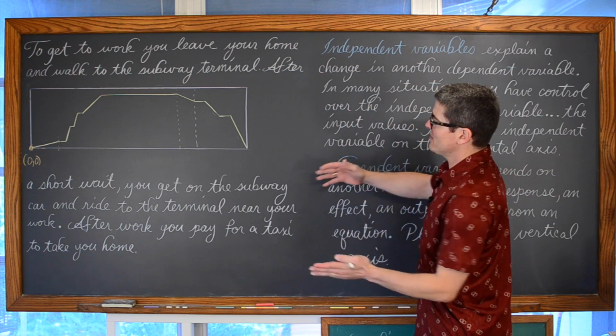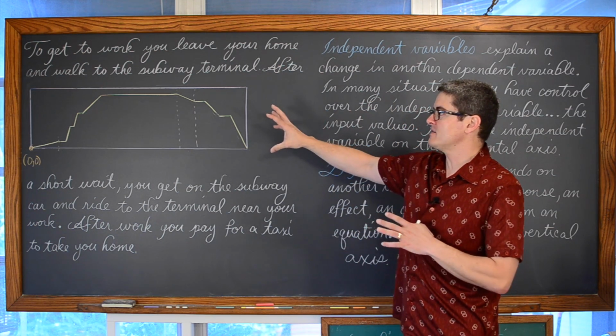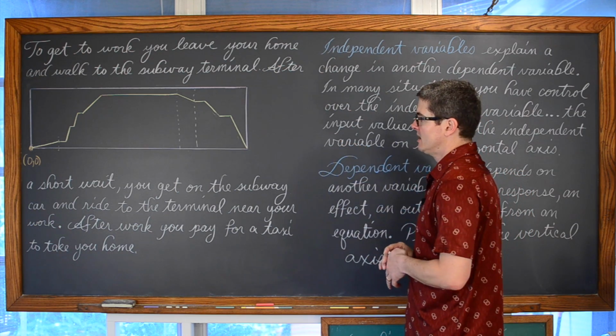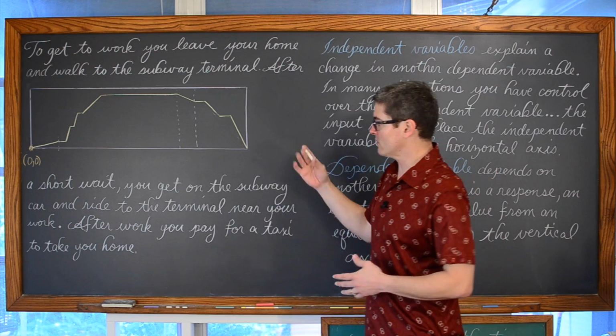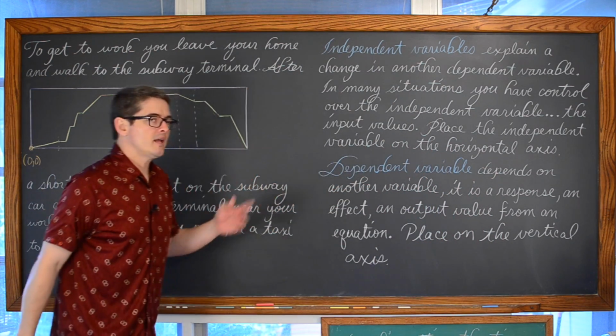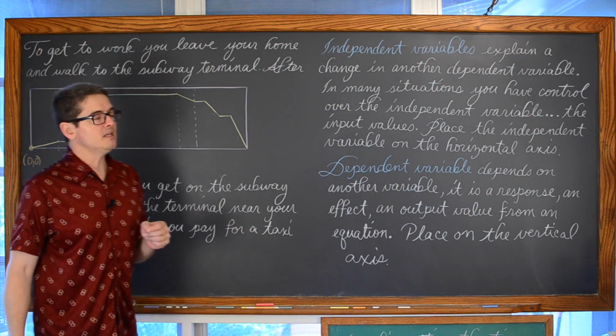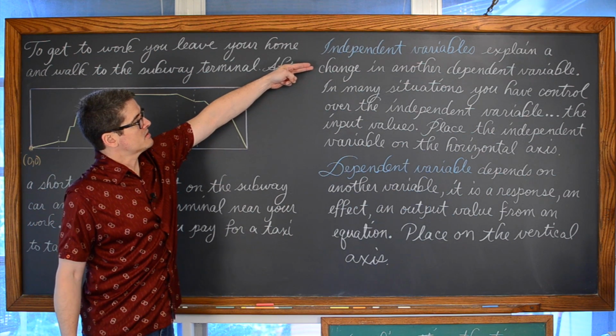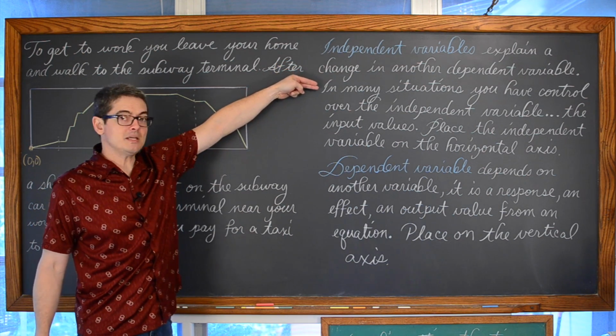So reading that story, maybe you can start visualizing what this graph really represents, or have some context to it. In other words, how does it represent this real-world setting? Well, before we try and label it completely, we want to understand what an independent variable is and a dependent variable. An independent variable explains a change in another dependent variable.